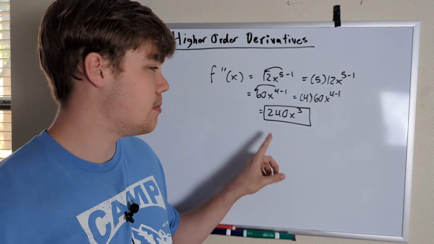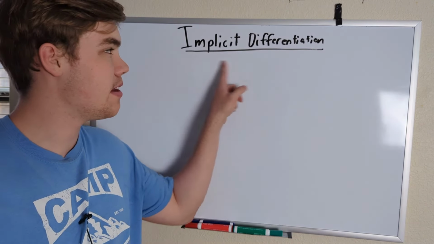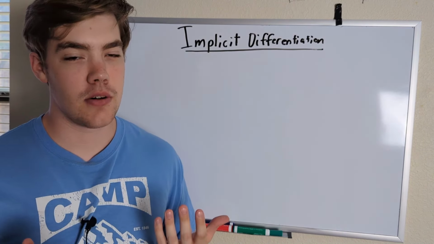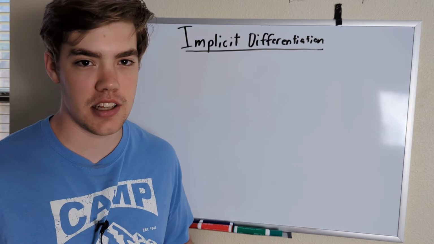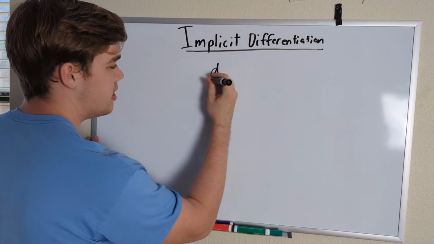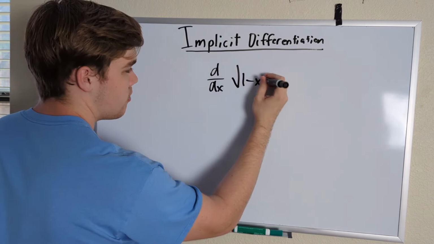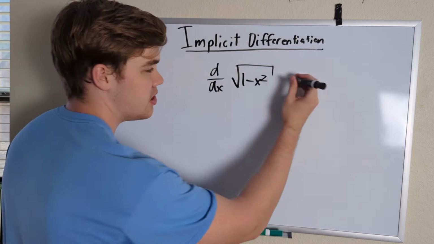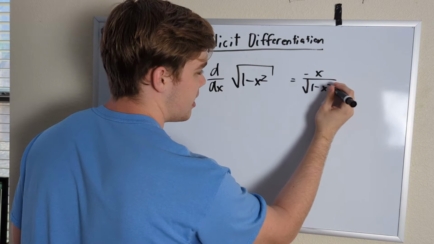Like I said, this is a pretty simple example similar to the one we did at the very beginning of this lesson. In today's lesson, we're going to be talking about implicit differentiation. This differs from how we've been doing derivatives in the past, where we've had our derivatives expressed explicitly. For an example, let's just say we had the derivative of the square root of 1 minus x squared. The derivative of this problem is just equal to negative x divided by square root of 1 minus x squared.